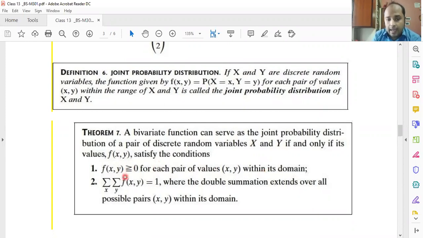Since we are talking about the bivariate case, and joint probability, there will not be only one summation, there will be a double summation. The double summation of f(x,y) must be equal to 1. The first summation will run over the possible values of the random variable x, and the second summation will run over the possible values for the random variable y.